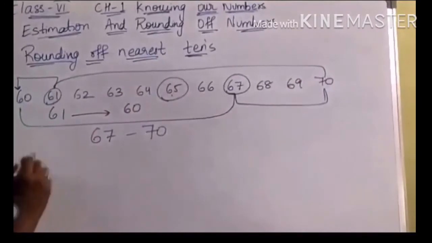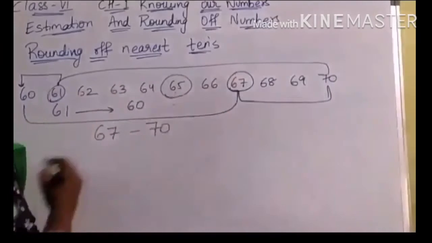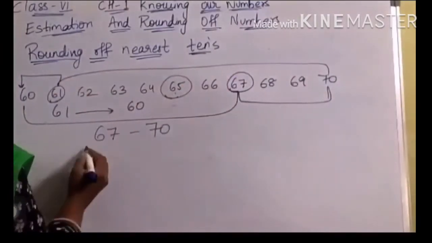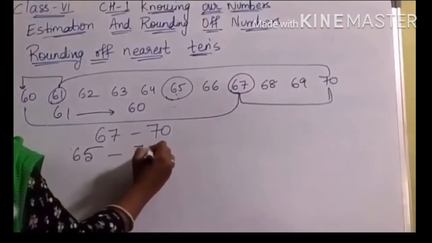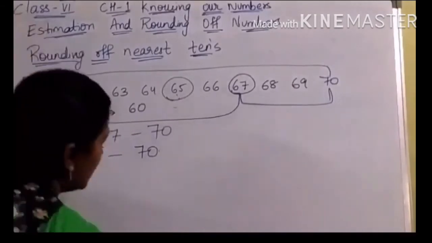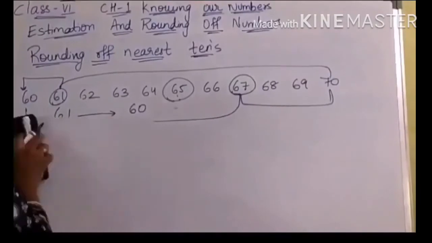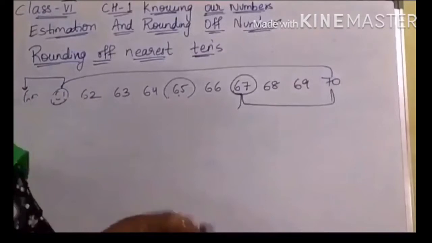If I take 65, 65 is at equal distance from 60 and 70. But by convention, 65 is rounded off to 70. This is nearest to 10. So here I am going to explain a small easy technique, how to round off numbers nearest to tens.